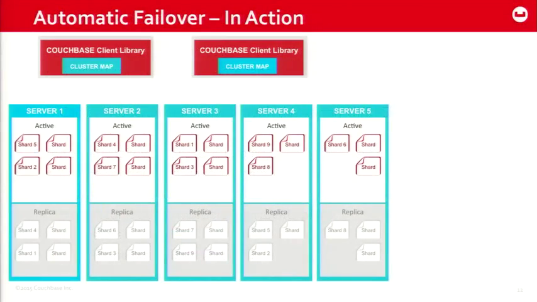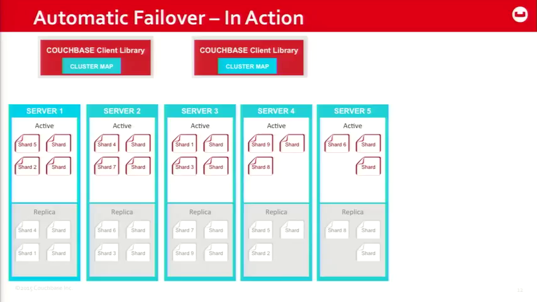Here's the same automatic failover in action. I think you might have seen this in the other presentations. Here is a cluster of 5 nodes, and you have the active partitions and the replica partitions. These are the shards, the vBuckets, spread across all those nodes, right? And you have 2 Couchbase SDKs running on the application servers.